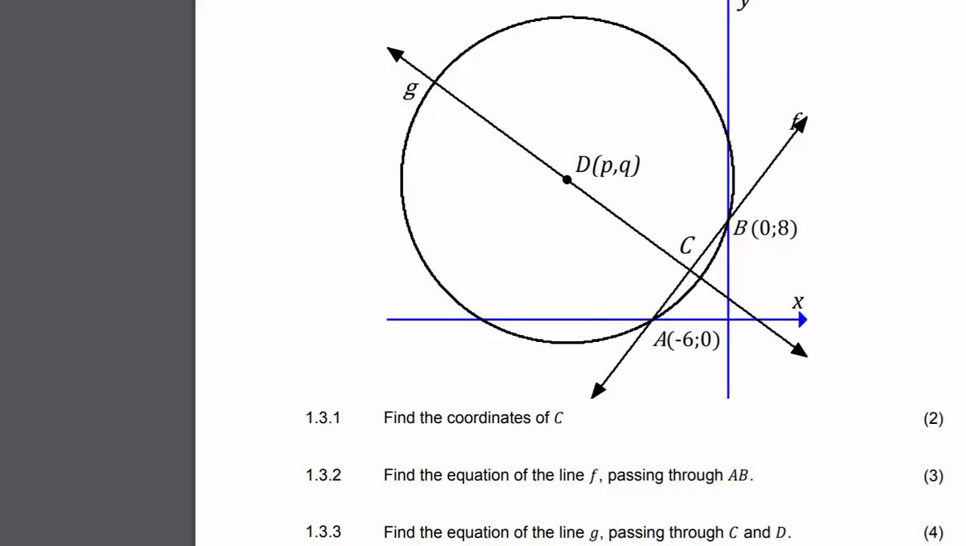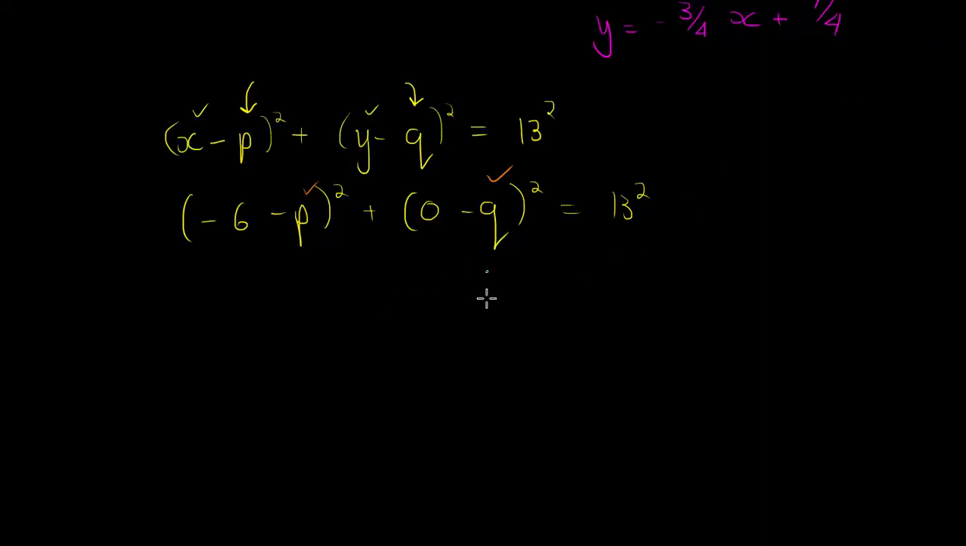Problem is, I still have 2 unknowns, okay, but if I have 2 unknowns, I need 2 equations. And I can get another equation because P and Q lies on a line. It lies on the line DC. And we found an equation for DC. The equation y is equal to negative 3 over 4 x plus 7 over 4. In other words, P and Q lies on that line. That means Q is equal to negative 3 over 4x plus 7 over 4.